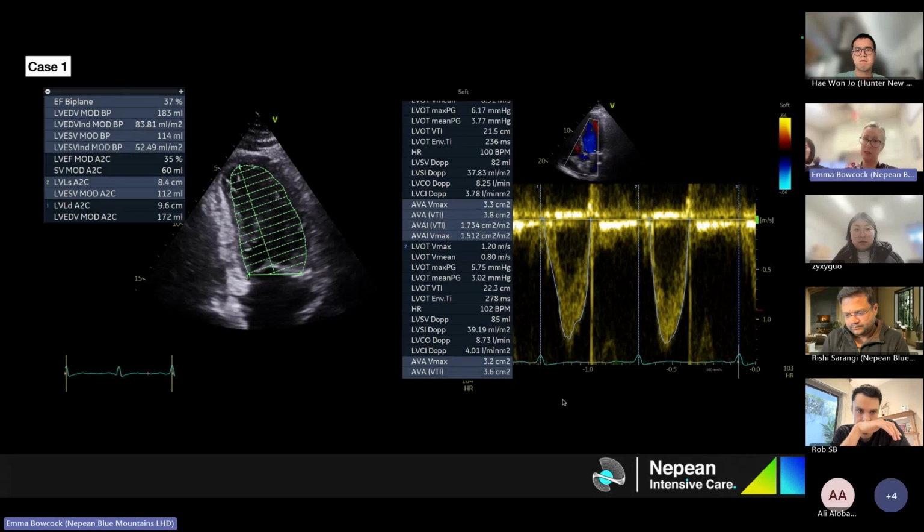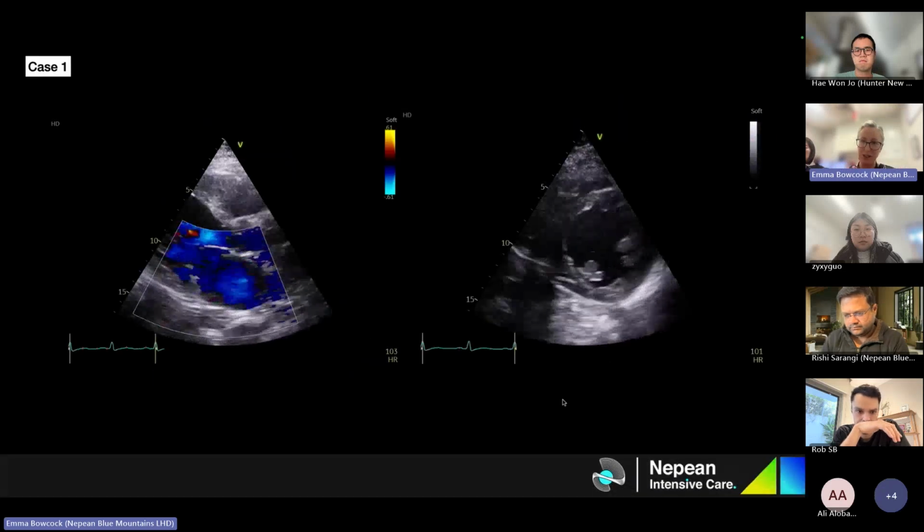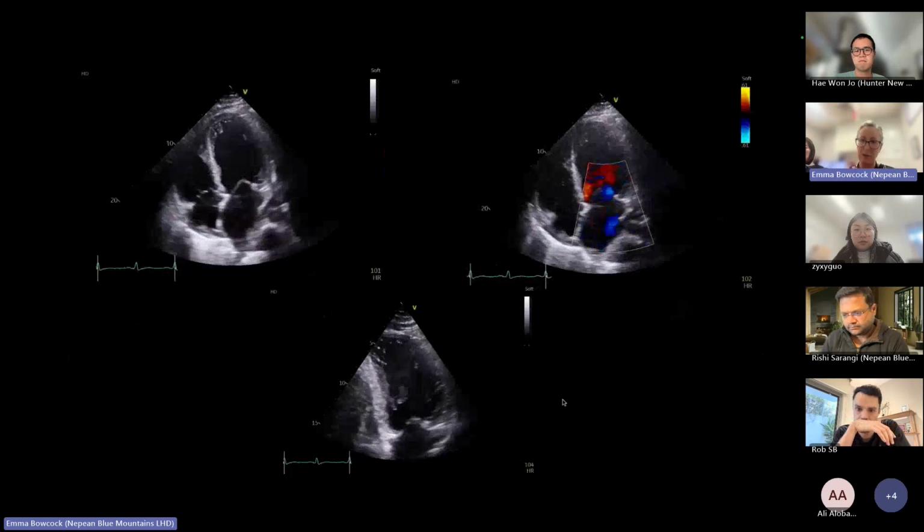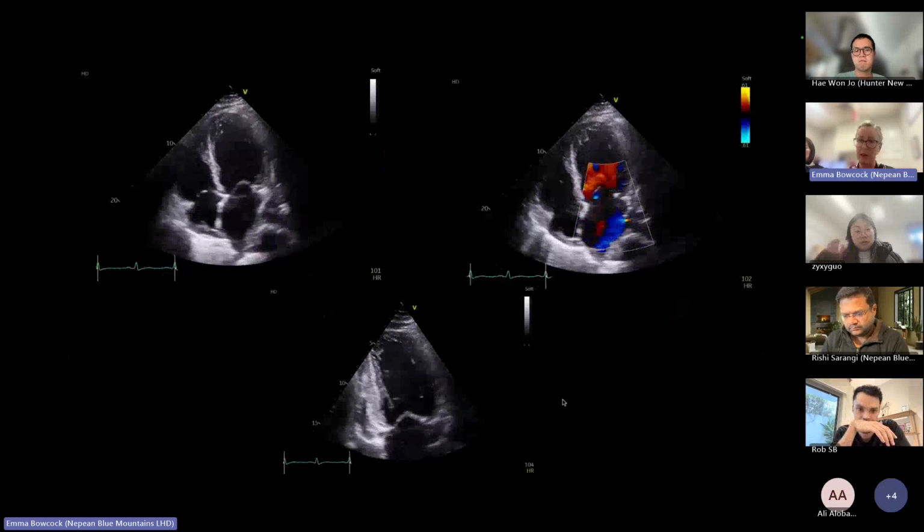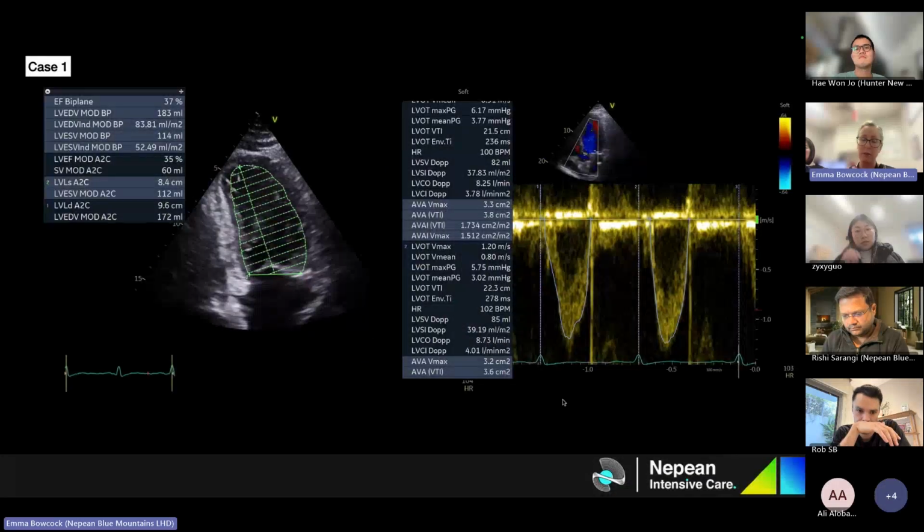EF, I think your visual is good. I said about 40 as well with the visual EF. I don't know whether anyone had any other thoughts on the visual EF based on these. The Simpson's isn't perfect because I think it is a little bit foreshortened, but it's around 40% for the EF.